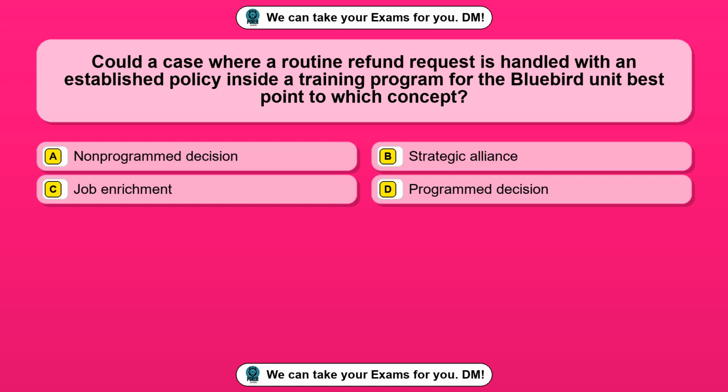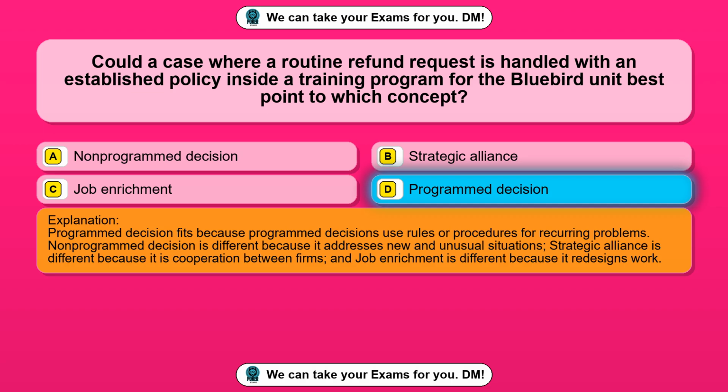Question 13. Consider a case where a routine refund request is handled with an established policy inside a training program for the Bluebird unit. Which concept does it best point to? Option A, non-program decision. Option B, strategic alliance. Option C, job enrichment. Option D, program decision. The correct answer is option D, program decision.